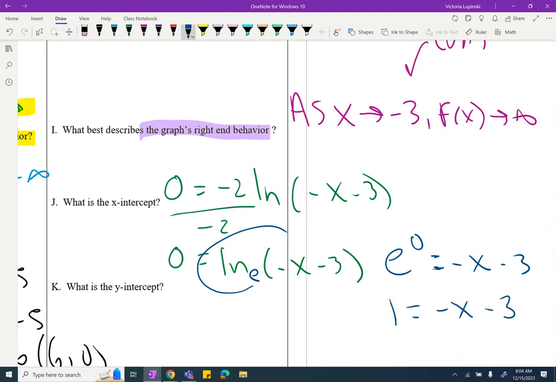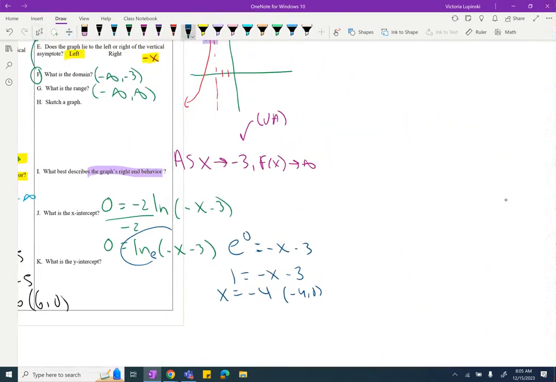So if 1 equals -x minus 3, I'm going to add the x to the left, which gives me x plus 1. Then I'm going to subtract the 1 to the right, which gives me x equals -4. So the x-intercept is -4, 0. And again, if you would like to add that point to your graph, it makes perfect sense.